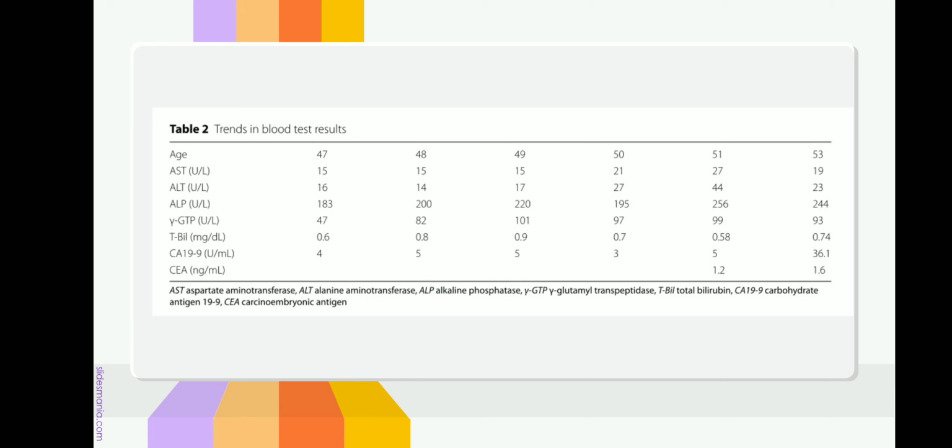Also, his liver function tests were normal and he had a Child-Pugh score of 5A and liver damage level A. There was no evidence of HBV or HCV infection, and the tumor markers were within normal range with CEA at 1.6 ng per ml and CA19-9 antigen at 36.1 units per liter.